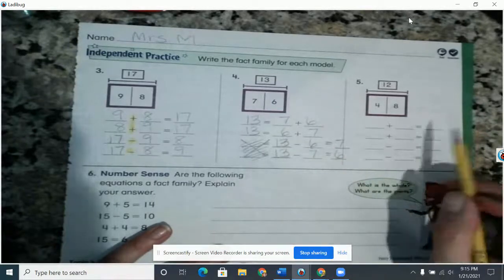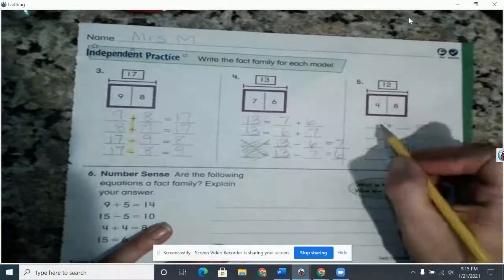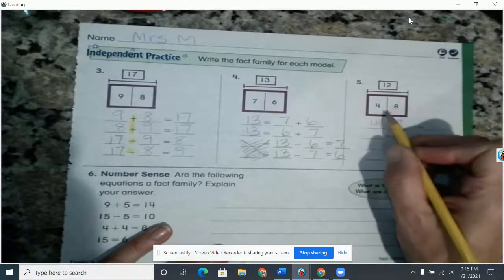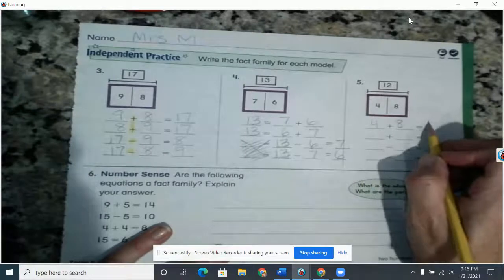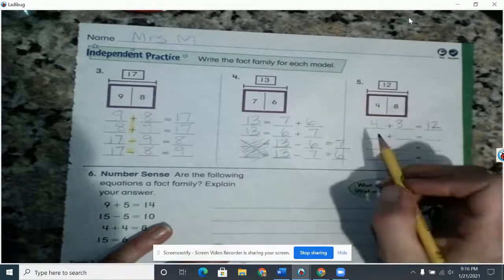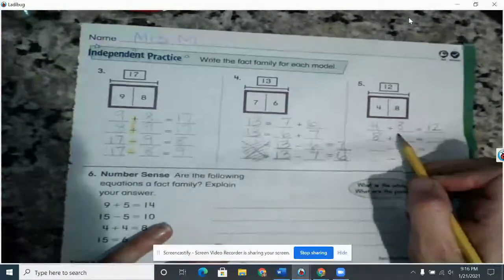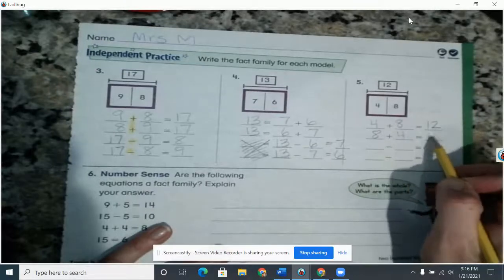Okay, this one is normal. I'm going to do this one. So I have 4 plus 8, my two parts, always going to go first and make my 12 for addition. And then I just switch them around. 8 and 4 equals 12.